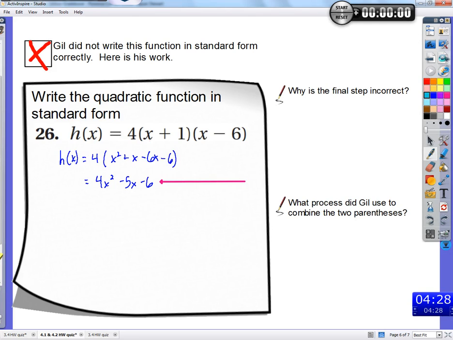So Gill did not write this function in standard form correctly. Here's his work. Let's figure out what he did wrong. Why is the final step, the one with the arrow, incorrect? So why don't you just quickly take 13 seconds and write that down. Why is that incorrect?